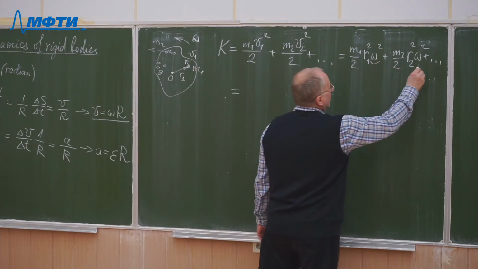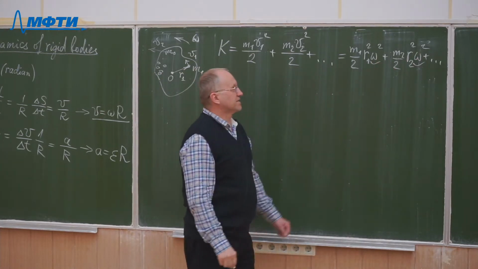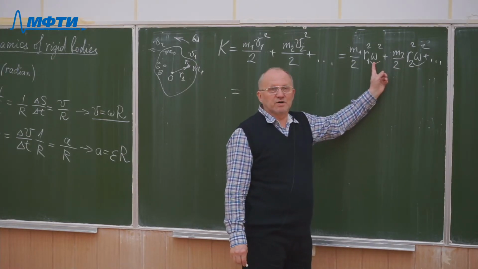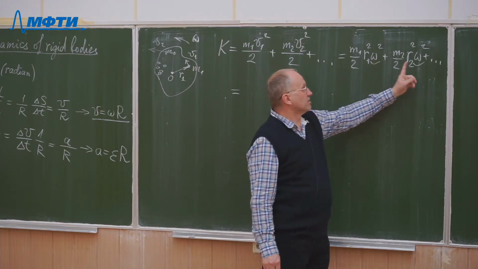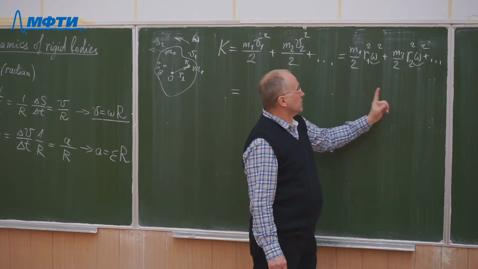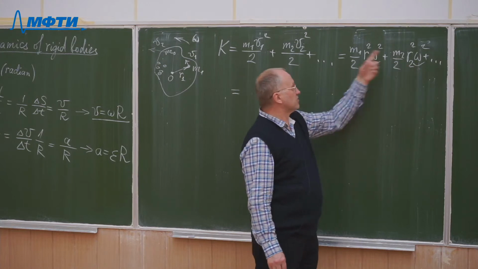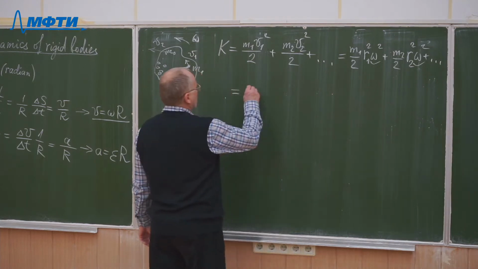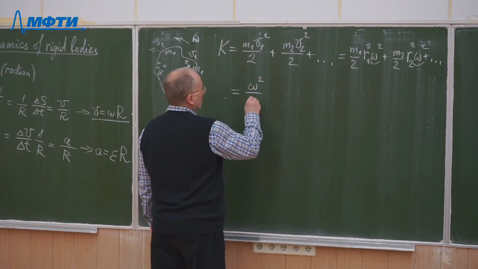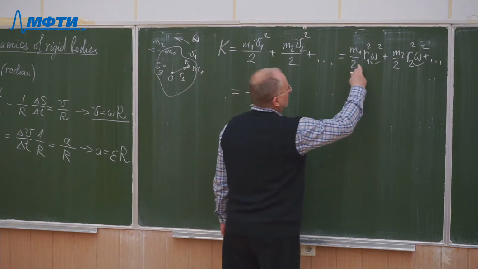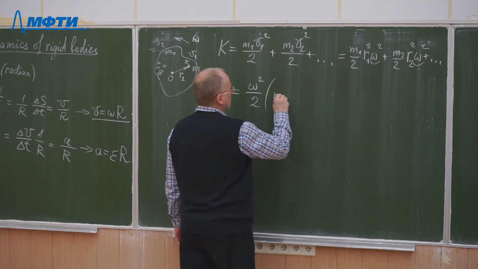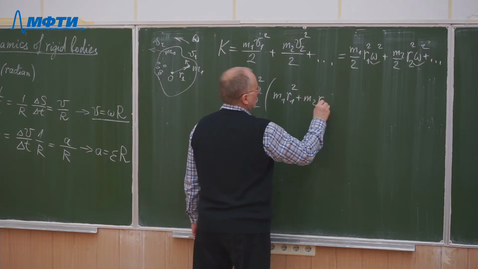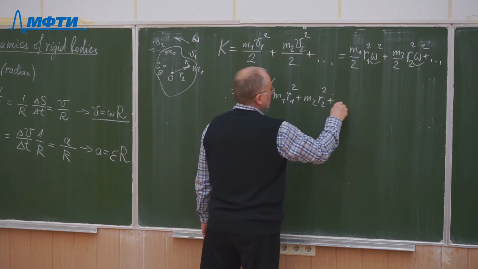Angular velocity is the same coefficient. It's the same number for all the points of the rigid body. The same angular velocity is a part of each term here. So angular velocity can be taken out of the round brackets, and we will have angular velocity squared over 2, and inside the brackets what will remain here is m1 radius vector 1 squared plus m2 radius vector r2 squared plus etc.